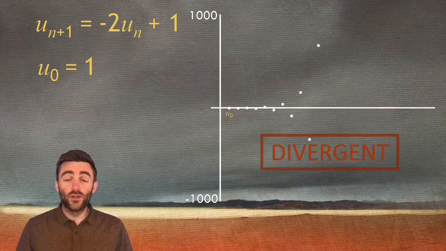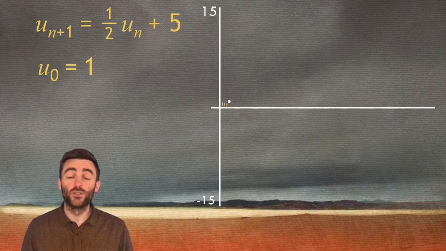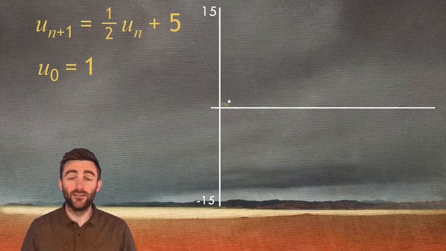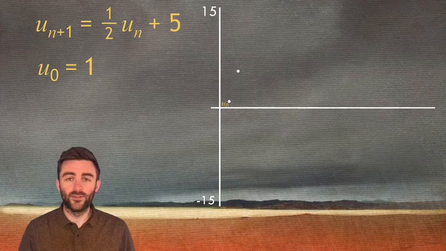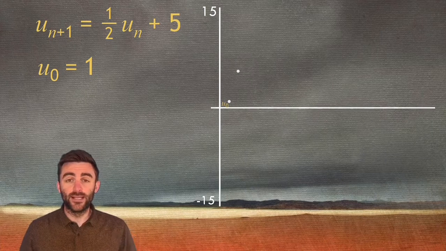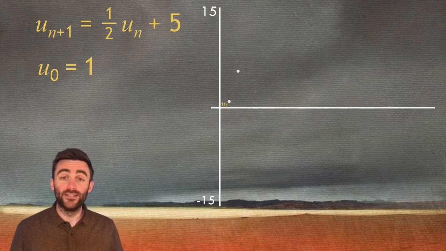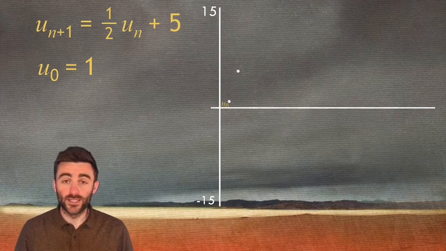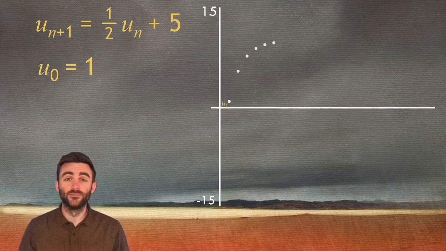So in this next recurrence relation, you'll see I've changed the first value to be a fraction, it's a half. So we're going to do a half of the start value, add 5. So a half of 1 is a half, add 5 will give me 5.5, and so on and so forth. You can see I've changed my scale of my y-axis to be between minus 15 and 15. That maybe gives you a clue as to what is going to happen. Let's set this recurrence relation away and see what happens.